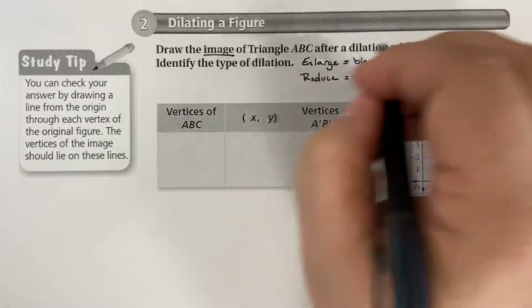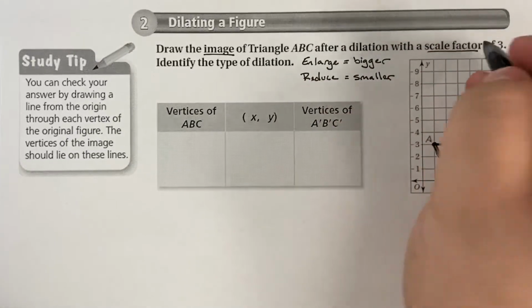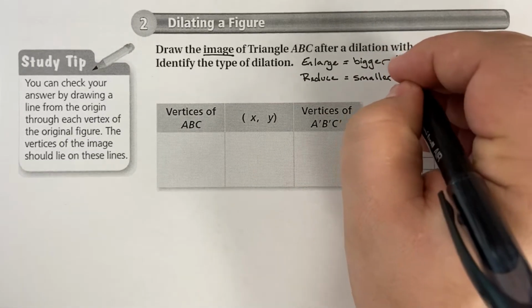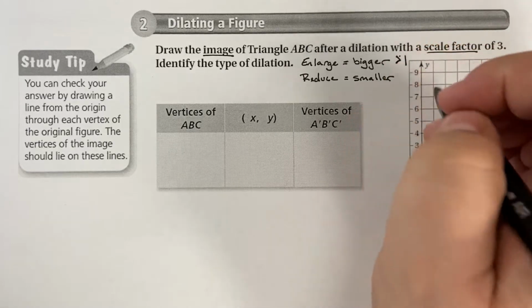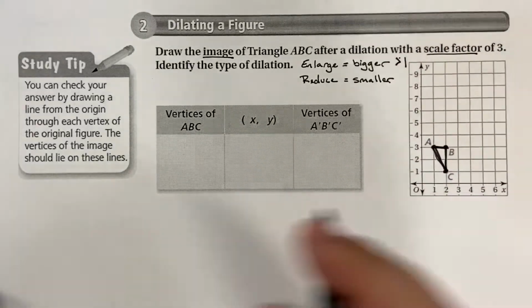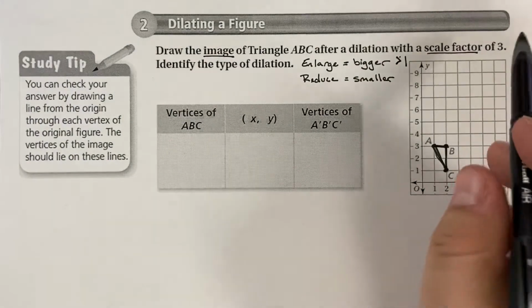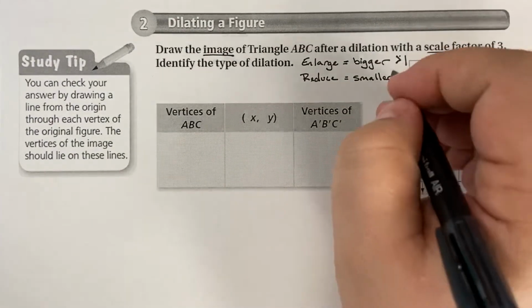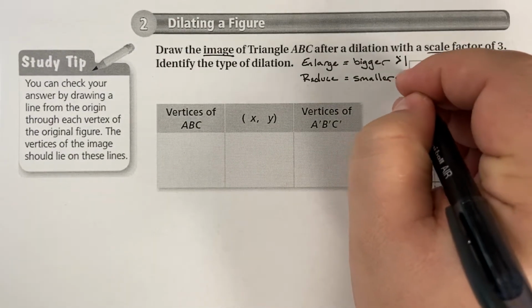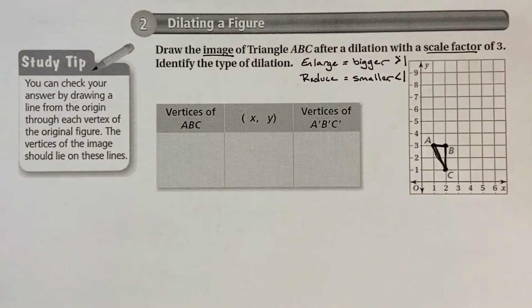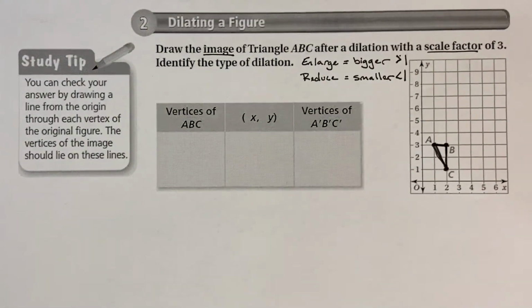Now the way we know if it's an enlargement is that our scale factor is greater than 1. Not equal to 1, greater than 1. So anything greater than 1, like a scale factor of 3. And if it's going to be smaller, then it's going to be less than 1. As a matter of fact, if we think back to our rules of math, that should make sense, because anything times 1 is itself. So that means there's no change at all.